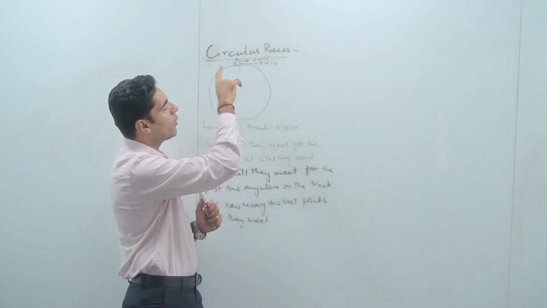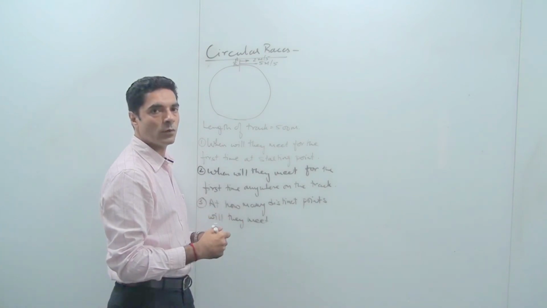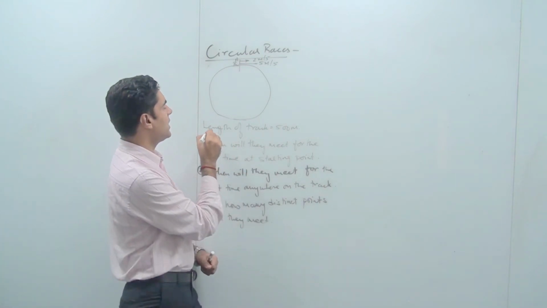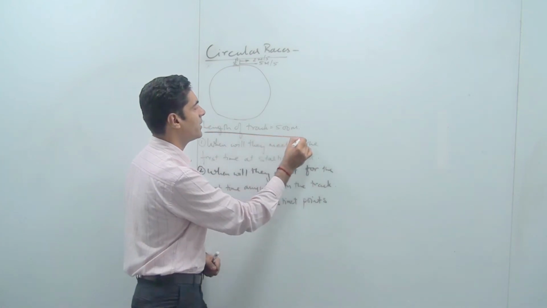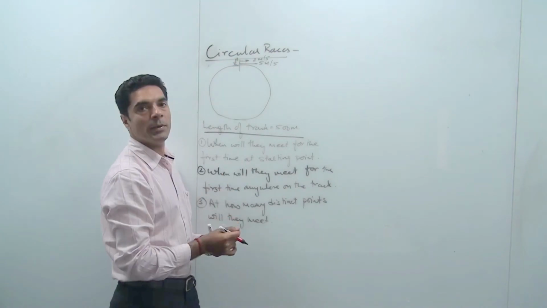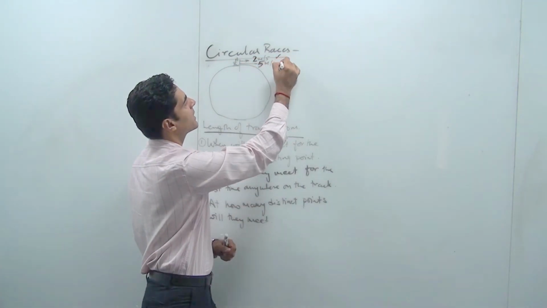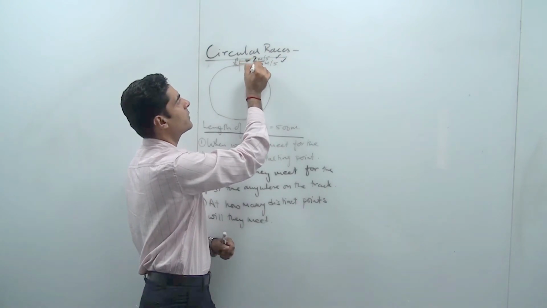And at how many distinct points are they going to meet in case it's a race of infinite rounds? So let's say it is given that the length of the track is 500 meters. That means this entire track is of 500 meters. There are 2 guys, A and B. Speed of A is 2 meters per second and that of B is 5 meters per second. And they are moving in the same direction first of all.